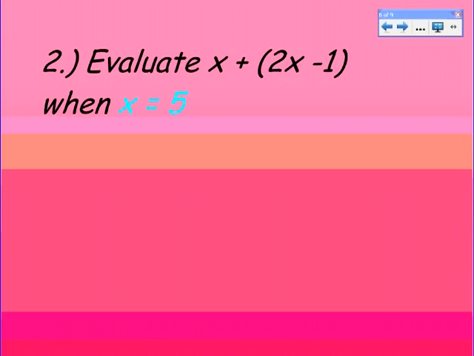Evaluate x plus quantity 2x minus 1. Okay, well, the first step, write out my expression. X plus 2x minus 1. Okay, so now I have my x right there. I have an x right here. I'm just going to change the color of them so we can see them stand out. Anywhere I see an x, I'm going to put in a 5. So I'm taking my 5 and I'm putting it there.